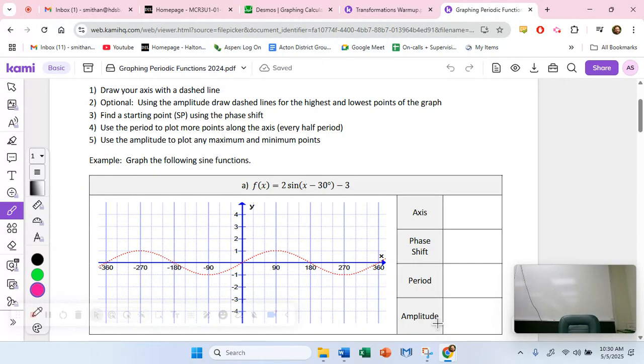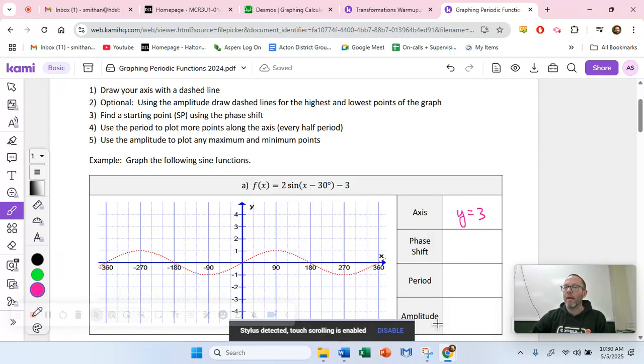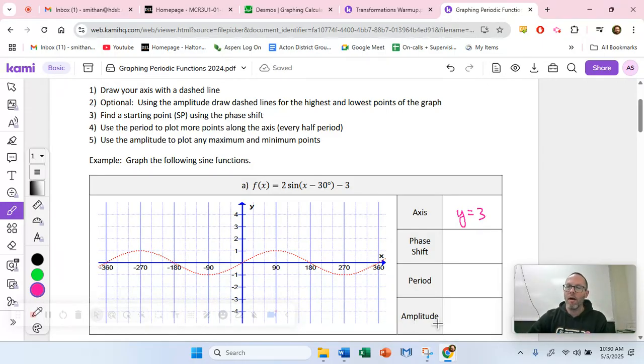Axis, staring us in the face, y equals -3. Let's jot these things down. Y equals -3. Is there a phase shift? Yes. We're doing x minus 30 inside of our sine. And a minus means we go right 30 degrees.